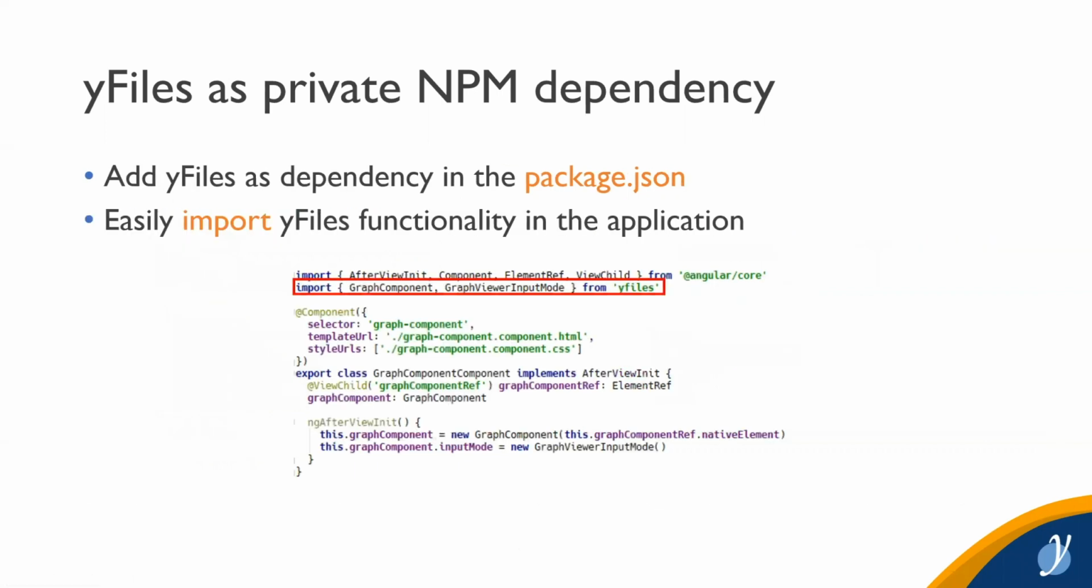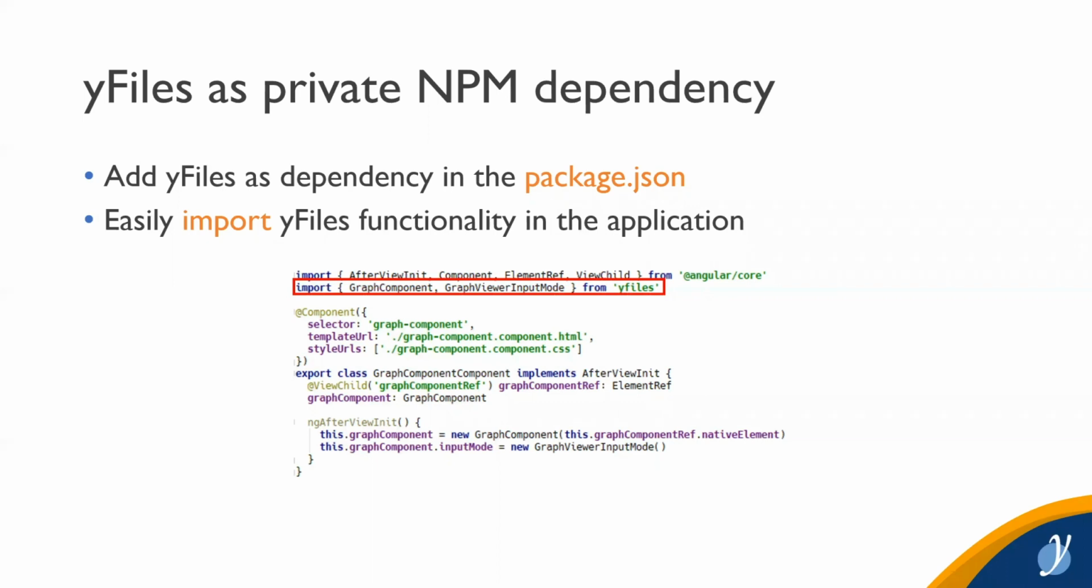So this is how it works. As a private npm dependency, you can just add it to your package JSON, and then use the EcmaScript import to import the yFiles functionality into the application. So no more require.js or UMD module loading or CommonJS loading. This is what most modern developers prefer today, and this is what IDEs today have great support for.